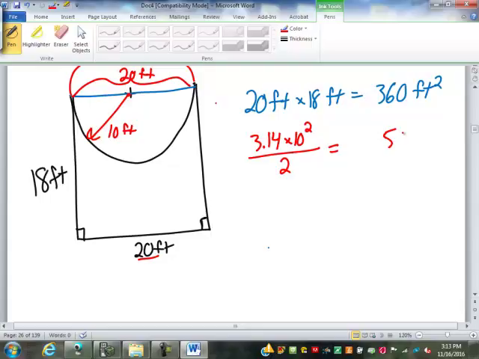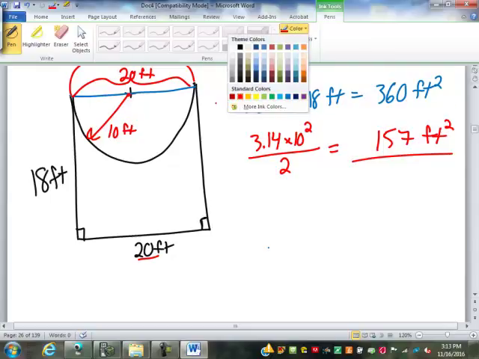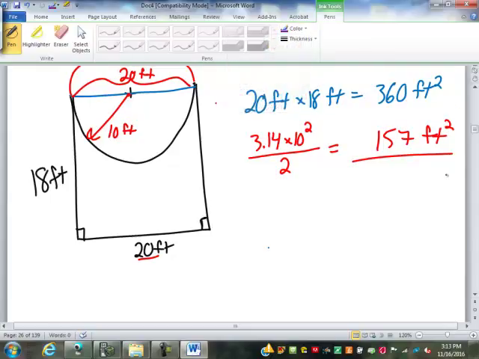So that would give us 314. You're close. 157, right? 314 would be pi times 10 squared. When you divide it by 2, it's 157. So you're close. You're on the right track. So 360 minus 157 is 203 square feet.